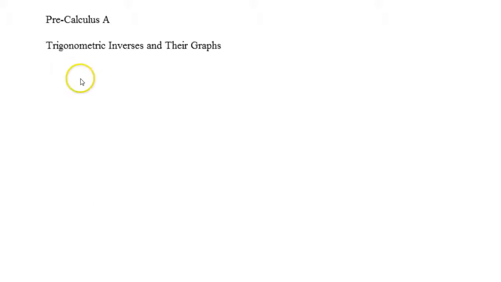Alright, now trigonometric inverses and their graphs. Trigonometric inverses are just the usual stuff. If we have sine of x, the trigonometric inverse is going to be sine inverse of x, or arc sine of x. And you repeat this pattern over for each one.